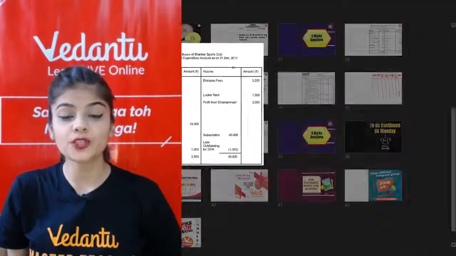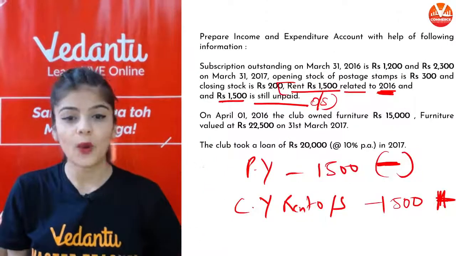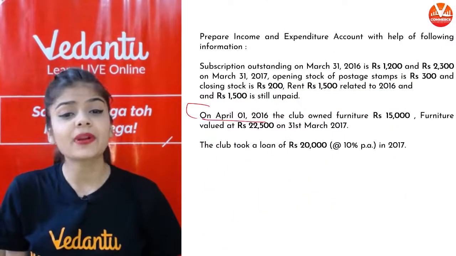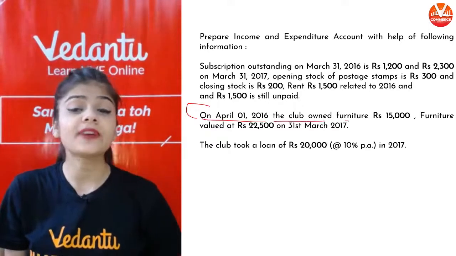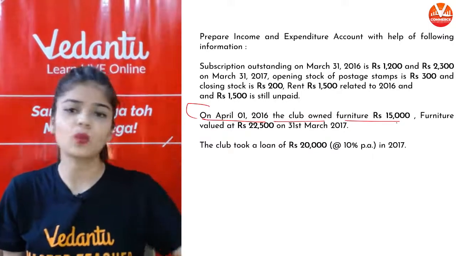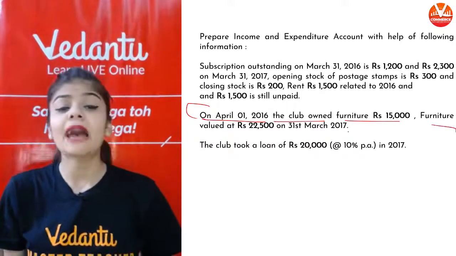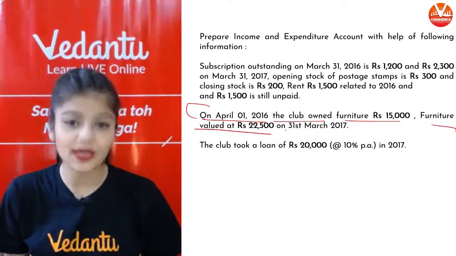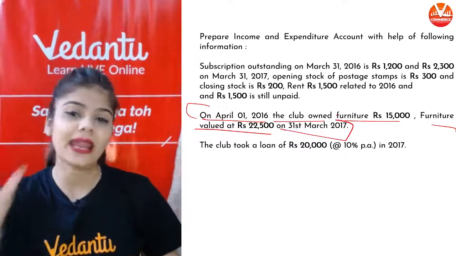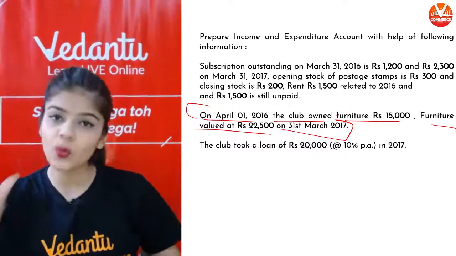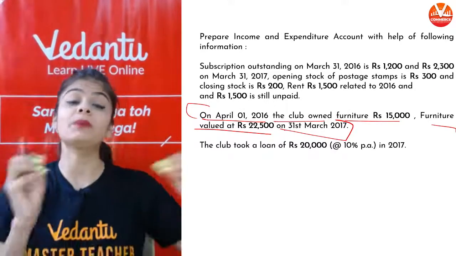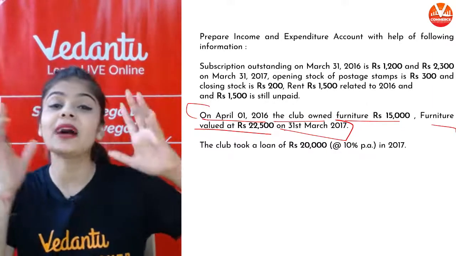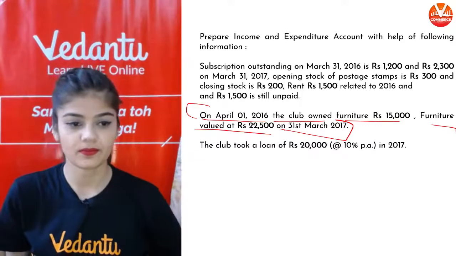Then coming on to the next point. On April 1, the club owned furniture and furniture was valued at 22,500 on the year end. So we will do nothing with this because we are only preparing income and expenditure account. So nothing will be done with this information.